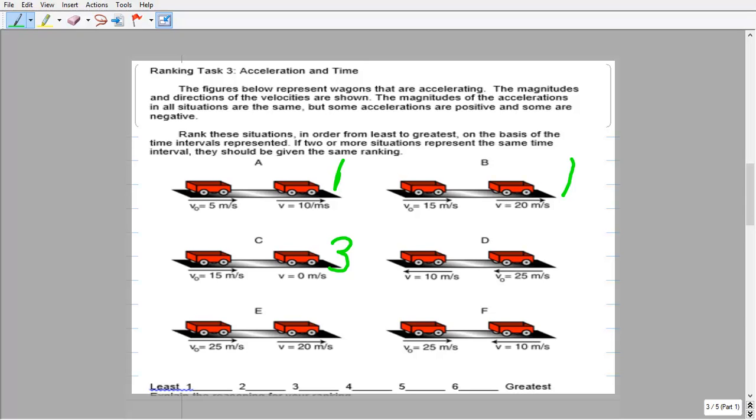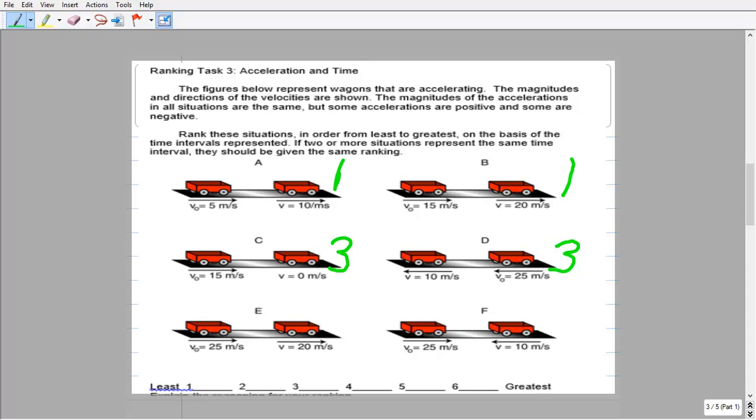I start out at negative 25. To that I need to add 5 meters per second every second. So in the first second I'll go from negative 25 to negative 20. In the next second I'll go from negative 20 to negative 15. And then finally I'll go from negative 15 to negative 10, which is where I wind up. So therefore it takes me 3 seconds in D as well. In E, notice that I start out going at positive 25 meters per second, and I wind up going at positive 20 meters per second. I'm slowing down to the right.